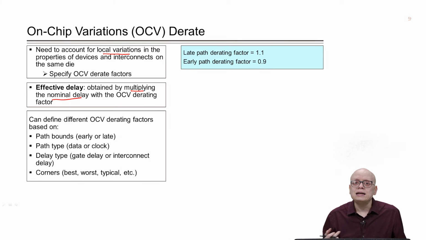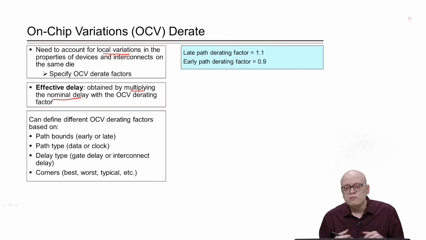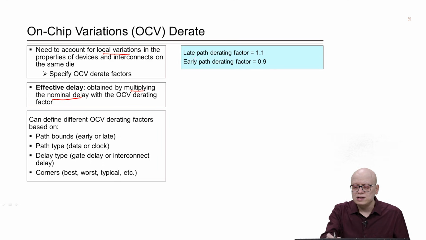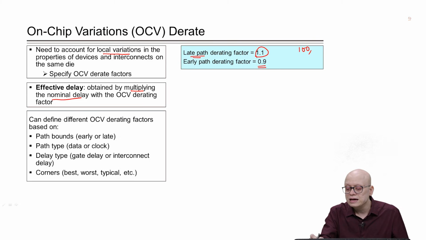Let us say that when we are running a tool, we have specified that for the late path the derating factor is 1.1 and for the early path the derating factor is 0.9. What it means is that for the late path, suppose the delay was 100, it will be multiplied by 1.1 and the delay will be taken as 110. For the early path, suppose the delay was 100, then with the derating factor of 0.9, the effective delay will be taken as 90.